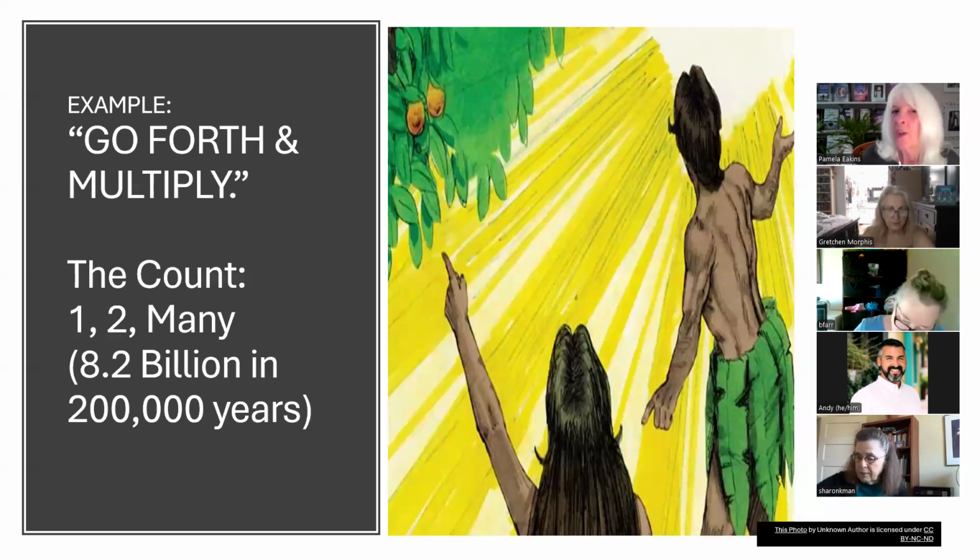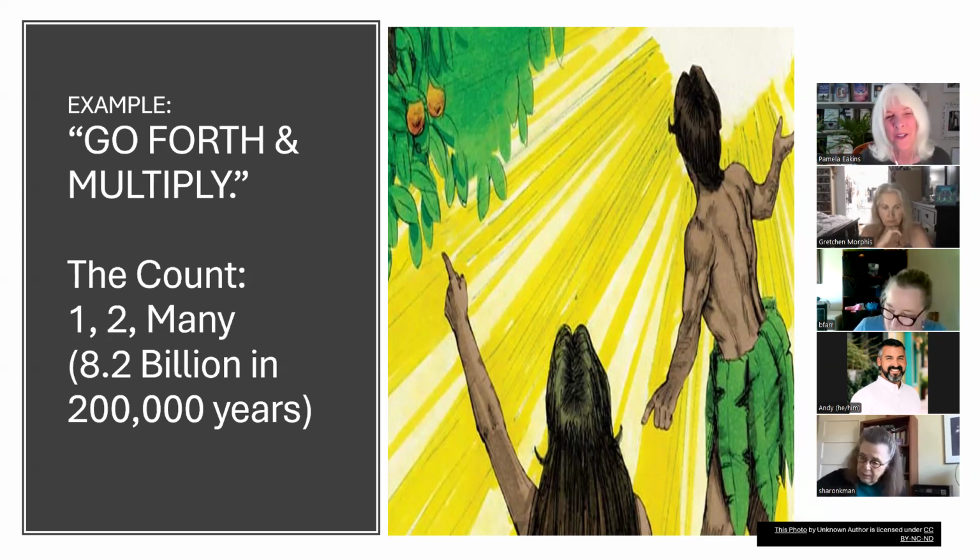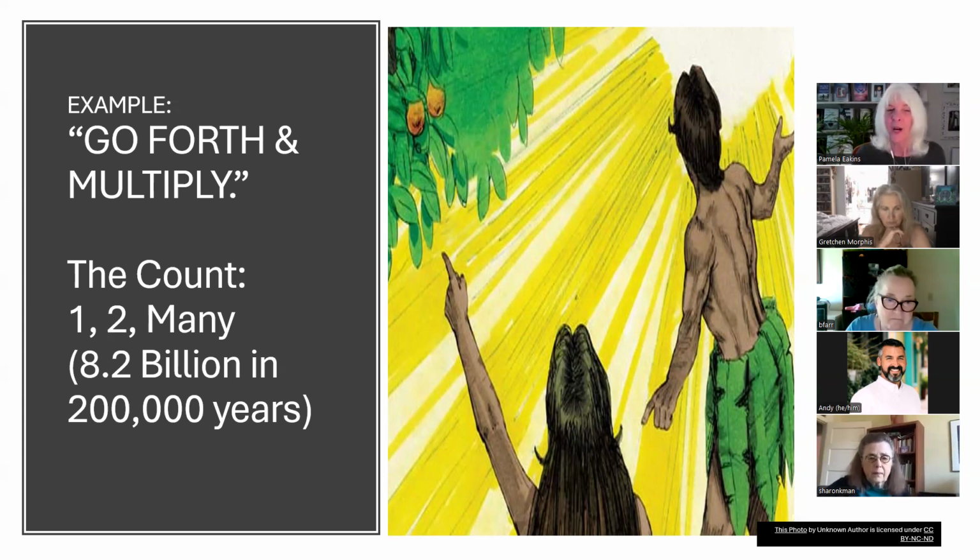And here's a great example from part of our world culture: go forth and multiply. That's the command, right? So here's the count: 1, 2, many, which we talked about last time, because it's 1, 2, 3, but it's 1, 2, many. And then here we are, 8.2 billion in 200,000 years, talking about the human species.